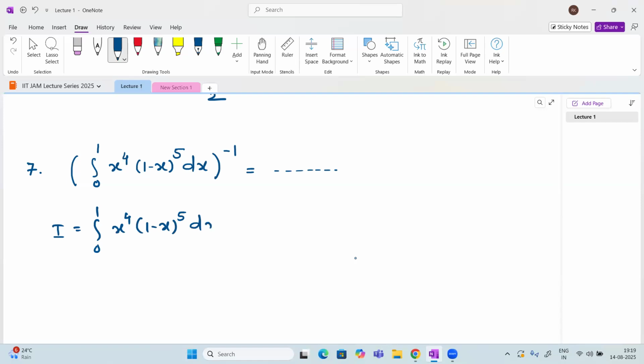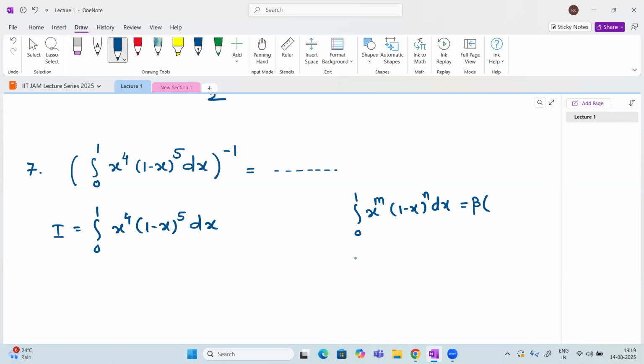Okay, so let me introduce in short what is beta function. Integration 0 to 1 x raised to m, 1 minus x raised to n. This type of integral you have, then you can express it in terms of beta function. So beta of what?